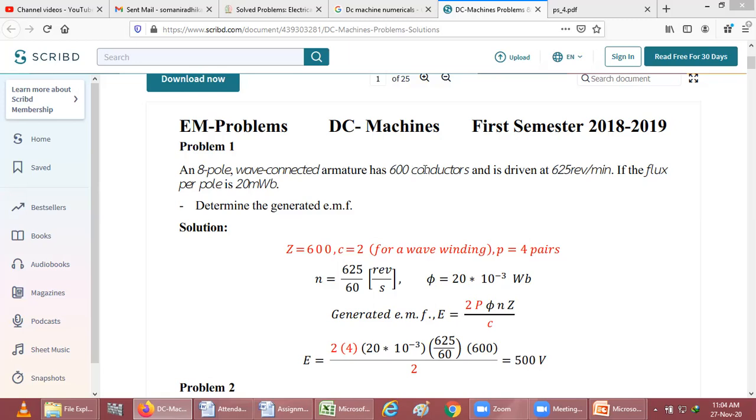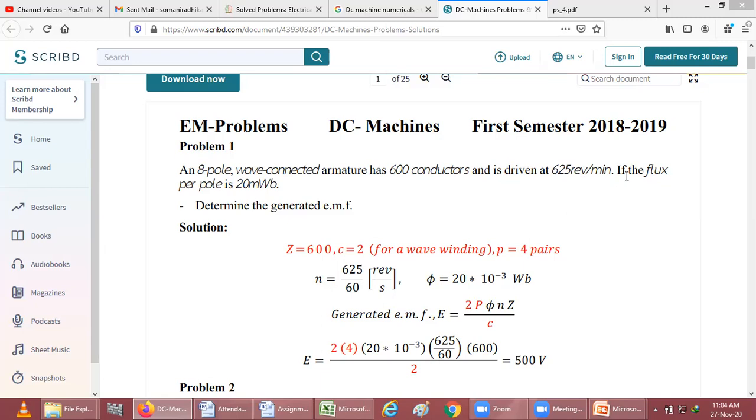The armature is driven at 625 revolutions per minute. This is capital N. You are supposed to take small n, rotation per second, rather than per minute. A minute is 60 seconds, so you can calculate 625 upon 60, and you will get the value of speed in seconds.